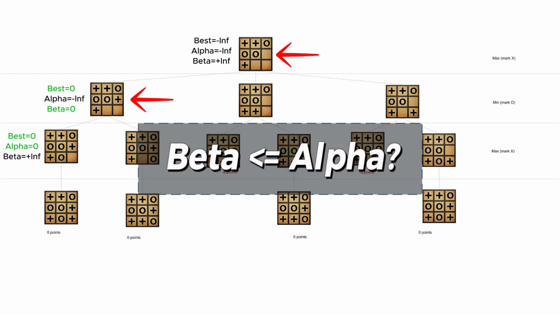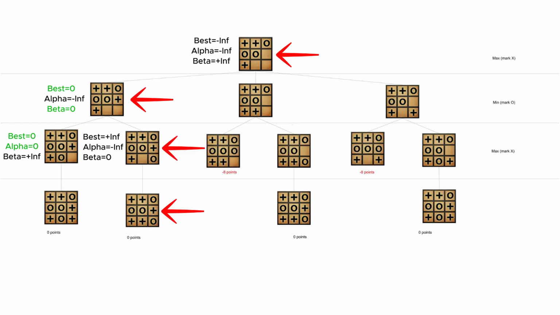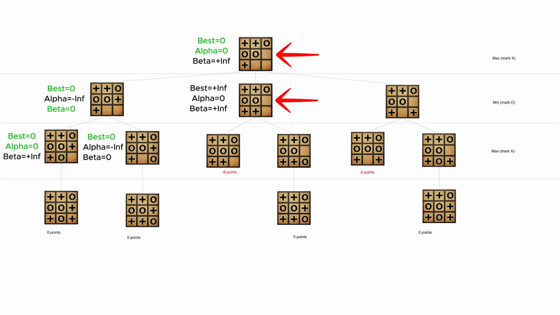We check the condition for pruning. Beta is not less than or equal to alpha, so we must go to that node too. The situation is the same, so let's quickly update the values. Now when we return to the starting node, best and alpha become 0. Going downwards, we reach -8. Let's update the min parent. Best and beta become -8.